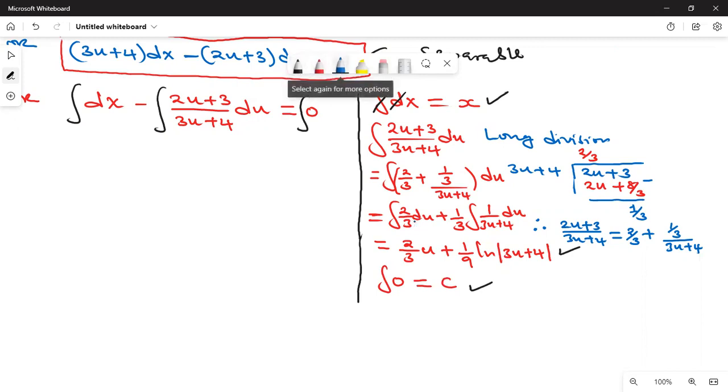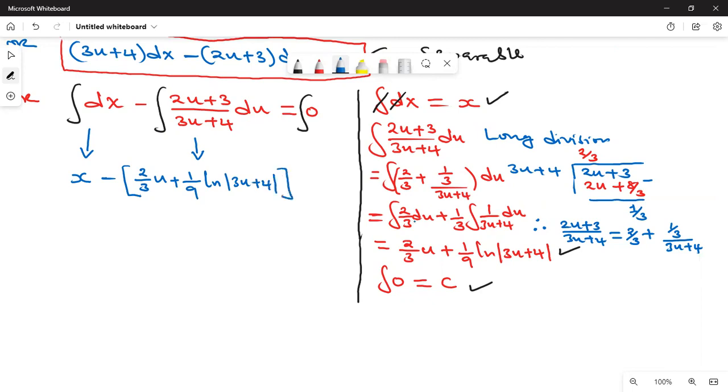Now we go back to our problem. Here we got x minus, here we have found this bracket, 2 over 3 u plus 1 over 9 ln 3u plus 4. On the right hand side, we have found a constant c. So that is our general solution.